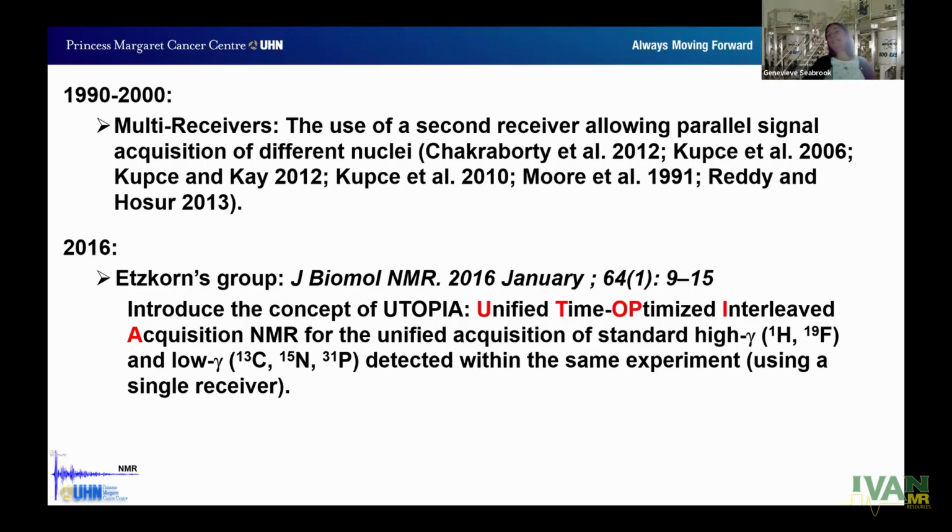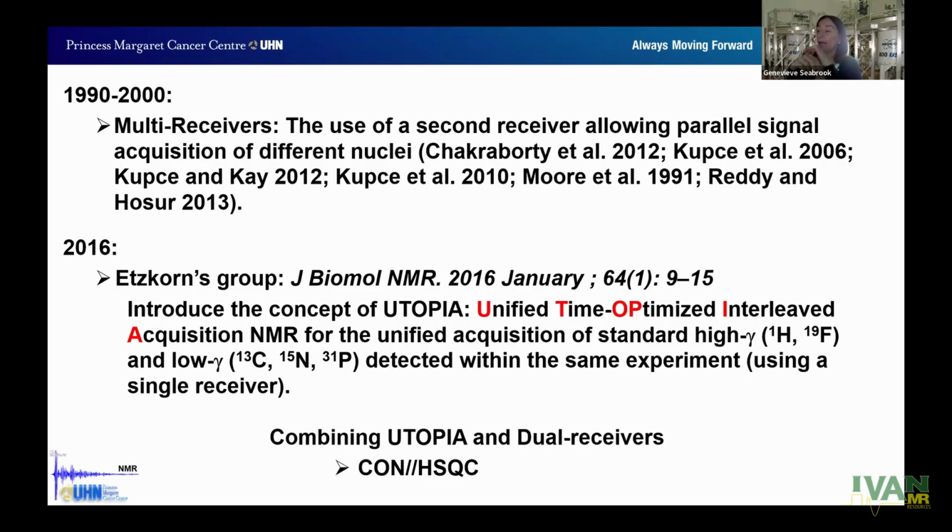So then in 2016, Eriks Kupče's group developed the concept of UTOPIA, which is unified time-optimized interleaved acquisition NMR, for unified acquisition of standard high gammas, such as proton and fluorine, but also low gammas for C13, N15 and phosphorus detected within the same experiment. And in his paper, he's only using one receiver. But when you put all those tools, those ideas together, you can actually accomplish something that combines the UTOPIA idea and the use of multiple receivers. And it led to the CON-HSQC.